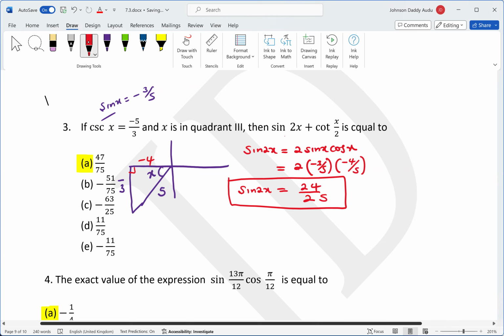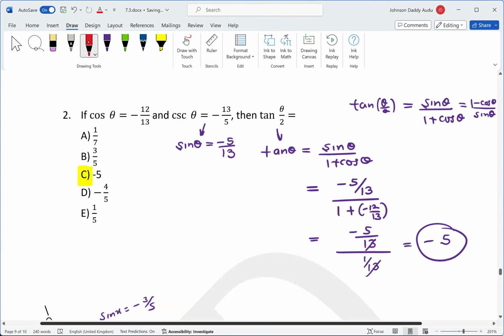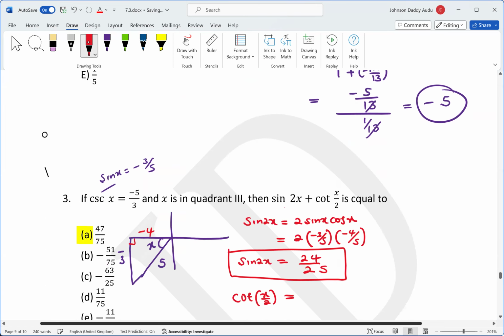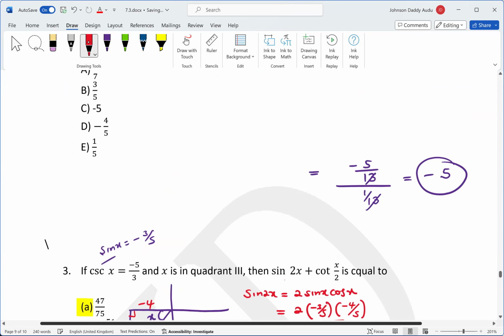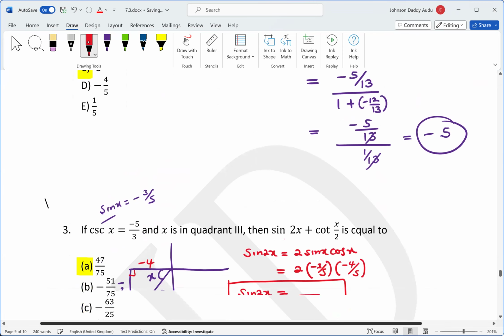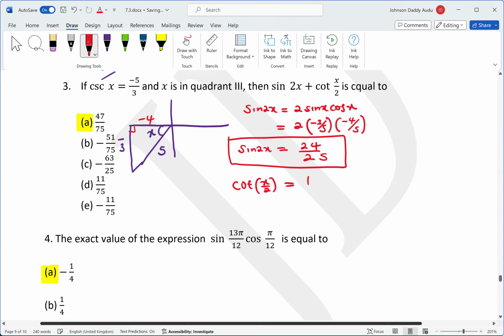Okay, now let's get cotan x over 2. This is just going to be the reciprocal of tan. So what is tan? We already saw the formulas for tan. So if this is tan, I can just take the reciprocal of this and use it for cotan x over 2. So that means we can take it as 1 plus cos theta over sine theta. So 1 plus cos theta over sine theta. We can use this.